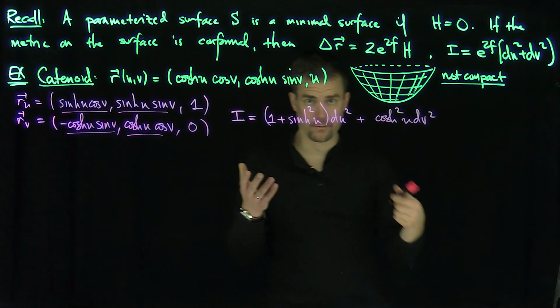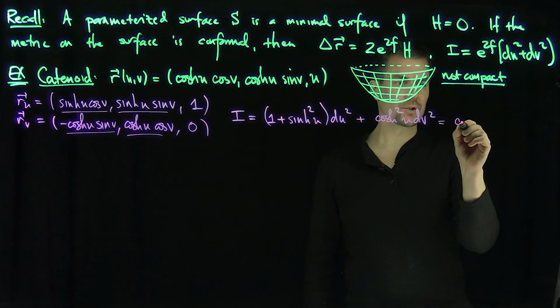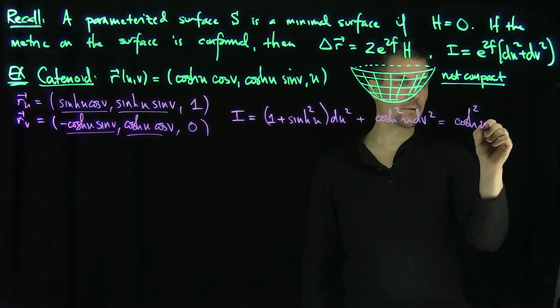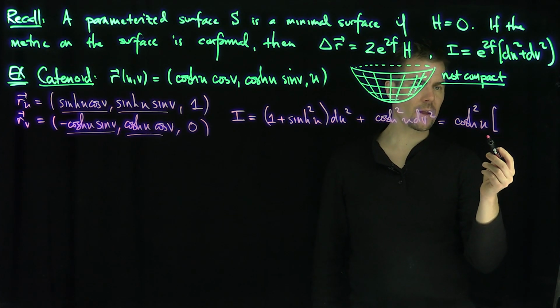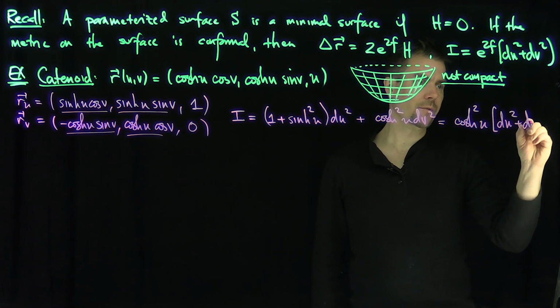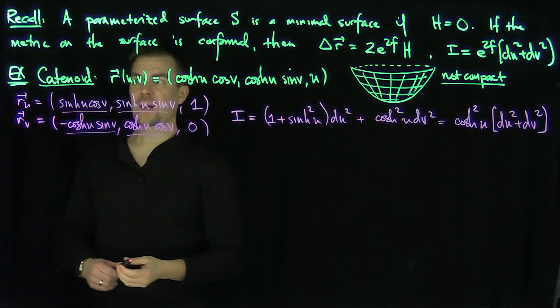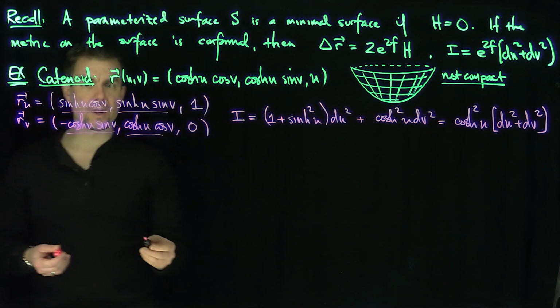Now you might say, wait a minute, this isn't conformal. Well, actually it is, because 1 plus sinh squared is cosh squared. So this is really just cosh squared of u times du squared plus dv squared. So in fact, this is a conformal metric. Excellent. And so now, of course, the beautiful thing is let's compute the Laplacian of this thing.